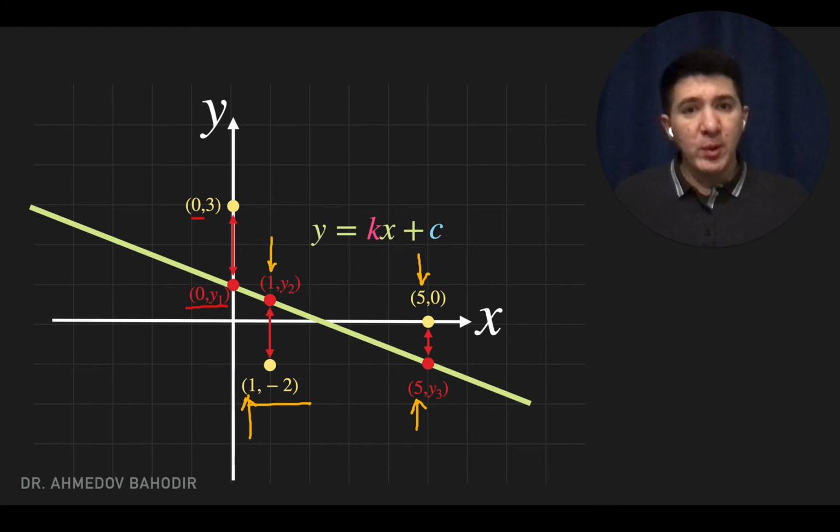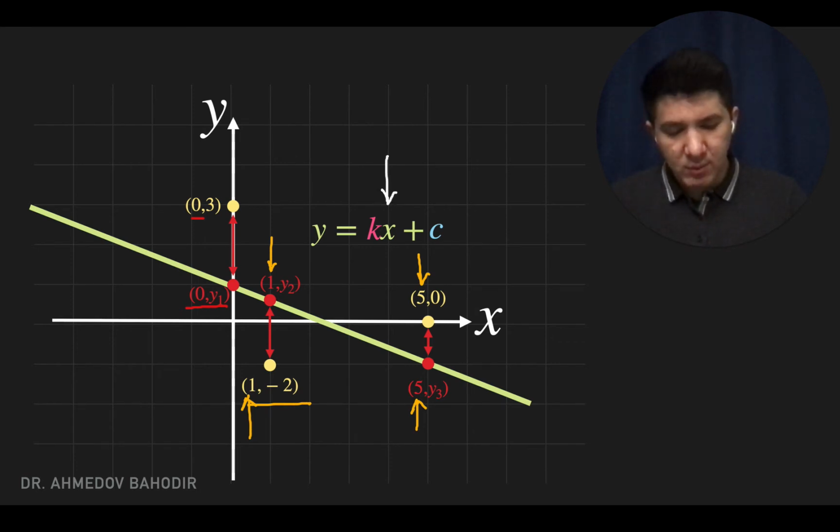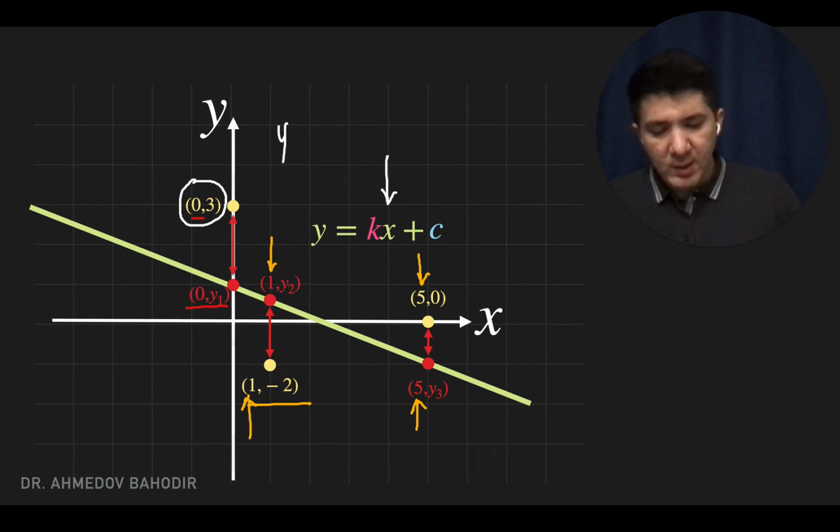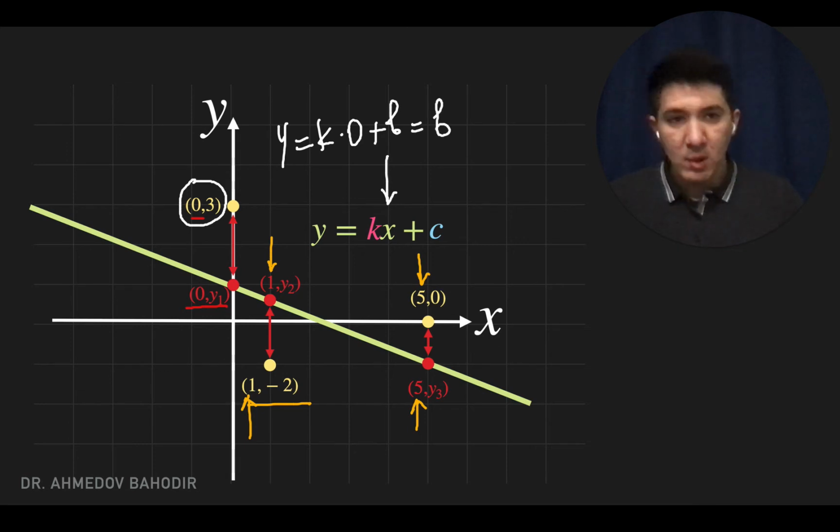So the only problem is what are the y coordinates, okay? Fortunately, we know the equation of this line, right? And if you know the x coordinate, you can find the y coordinate by just substituting the x coordinate into this equation, right? So, if you substitute, for example, the x coordinate of this point, which is equal to 0, into this equation, what do you get? It's going to be y is equal to k times 0 plus b, right? Which is simply equal to b, right?